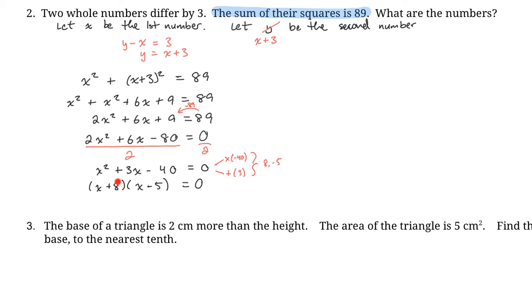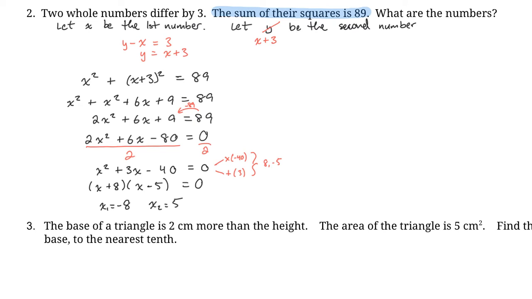So we're going to have two possibilities. What value of x would make x plus 8 equal to 0? So our first x is just equal to negative 8. And then what value for x would make x minus 5 equal to 0? And our second x is positive 5. But we're not done yet.